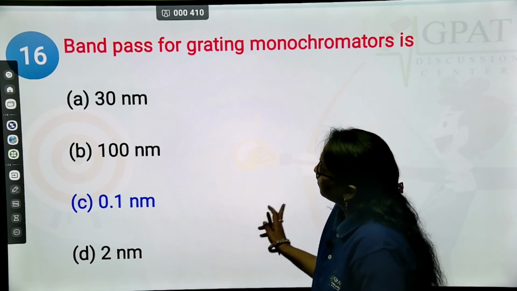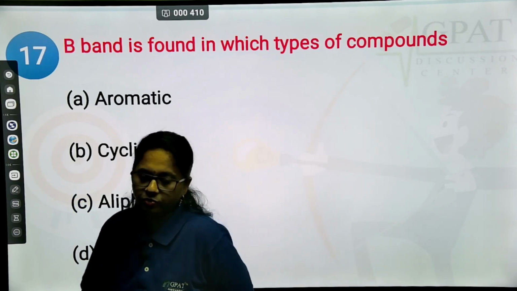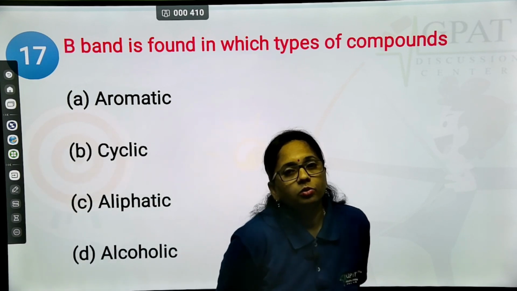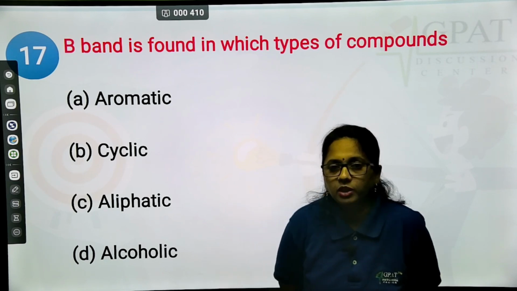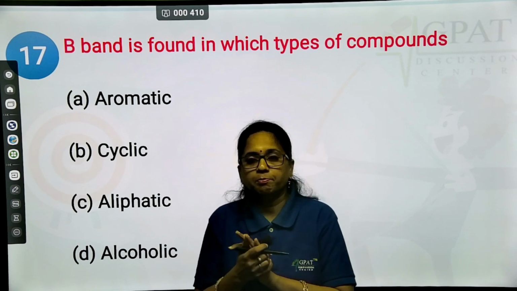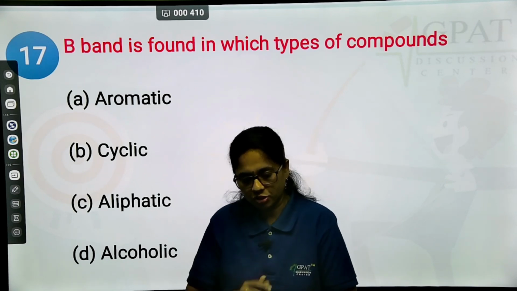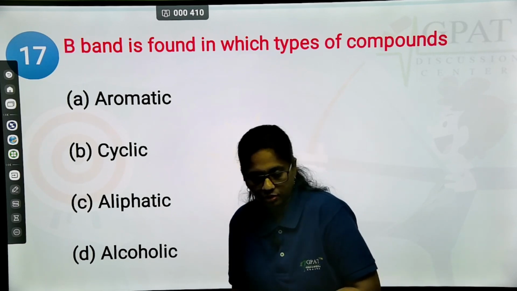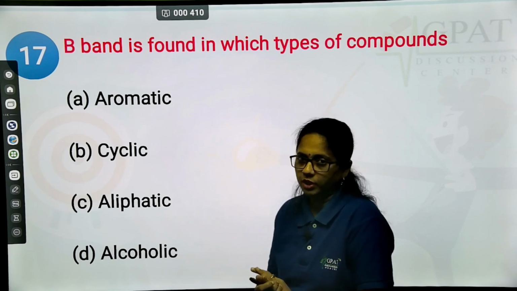Next question, B band is found in which type of compounds? The question is related to the absorption bands. We are going to see different types of bands observed in UV radiation. Whenever UV radiation is given to the sample, there will be excitation in the molecules. Based on the electronic shells or the number of electrons involved, different types of bands are going to be observed depending on the nature of the compounds.